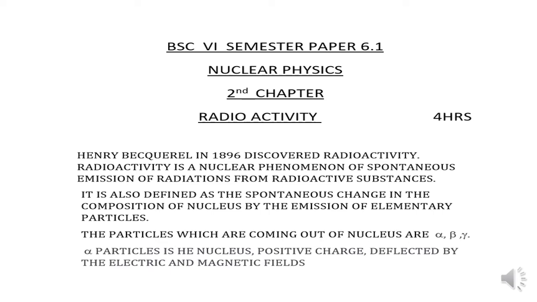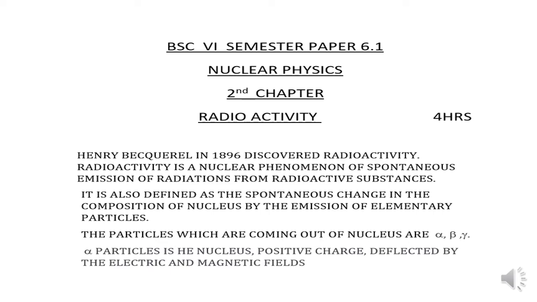It is also defined as the spontaneous change in the composition of the nucleus by the emission of elementary particles or radiations. Now, the particles which are coming out of the nucleus were found to be of three kinds. Those are called alpha particles, beta particles, and gamma particles. They are not emitted by a nucleus all at a time. Each nucleus emits a kind of radiation. Now, let us see what these particles are.